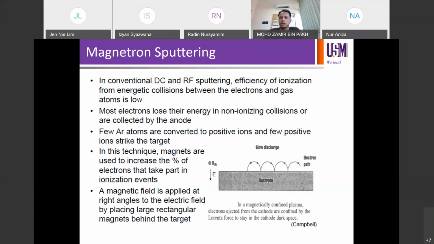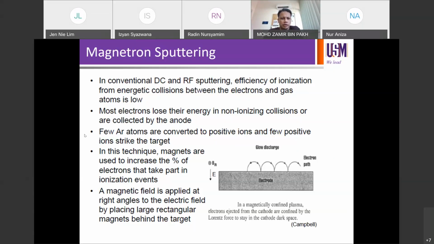A magnetron is a piece of hardware that you put behind the sputtering target in order to concentrate more electrons and enhance the incident rate of the plasma with the target material, in order to create more deposition.